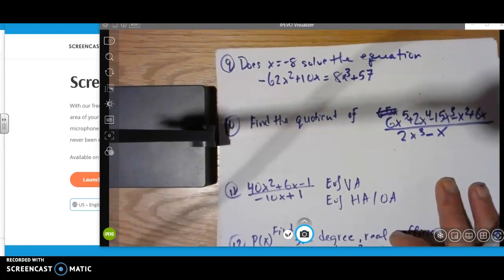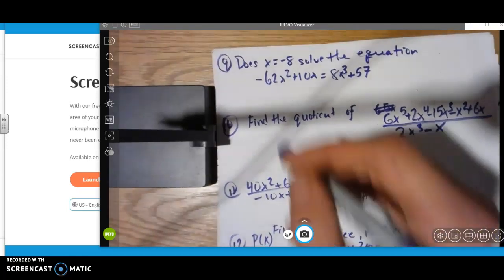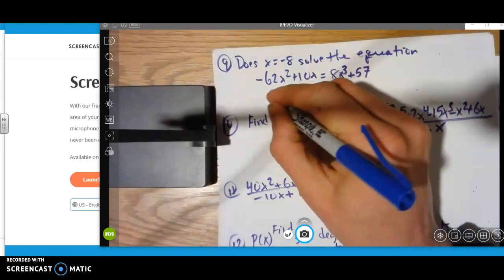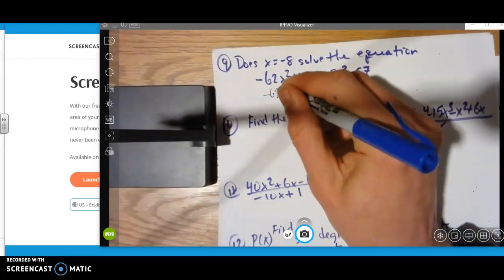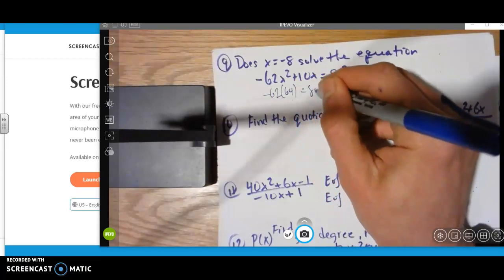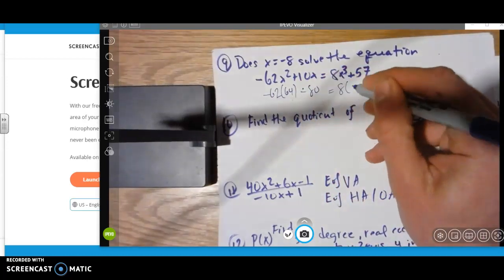This type of problem says, does negative 8 solve the equation? Well, we simply have to put in negative 8 for x and see if that balances. It's going to be pretty close. It's going to be minus 80. Does that equal 8? And negative 8 cubed is negative 512.